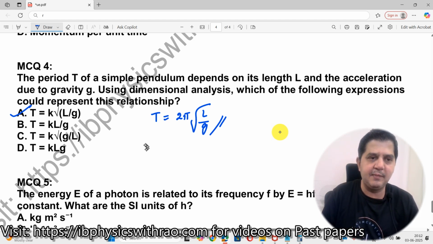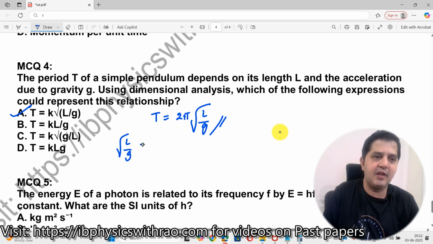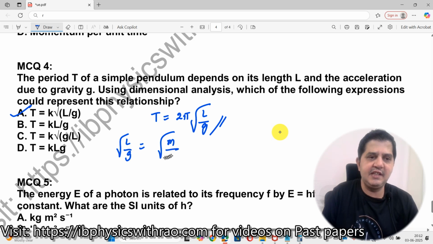Now let us take up L by g first. See, this k is a constant. Don't worry about this over here. Here a root of L by g is there. Root of L by g you take. Okay, what is L? L has a unit meter. And what is g? g has a unit meter per second square.